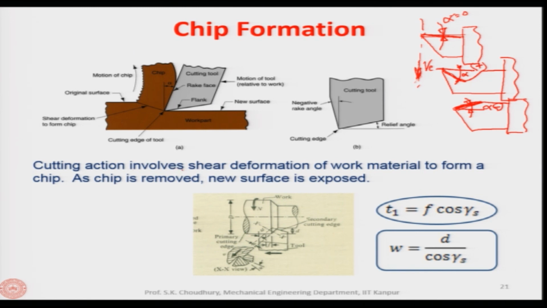Now, the cutting action involves shear deformation of the work material to form a chip. As the chip is removed, a new surface is exposed. As you can see, here the chip has been formed, and because of that a newer surface is generated. Now, if you see the picture or a sketch from the other side, or if you take a cross section, for example, if you cut it here and look at this, then this will be the picture. Or if you take XX, for example, that is perpendicular to this surface, the same picture will come.